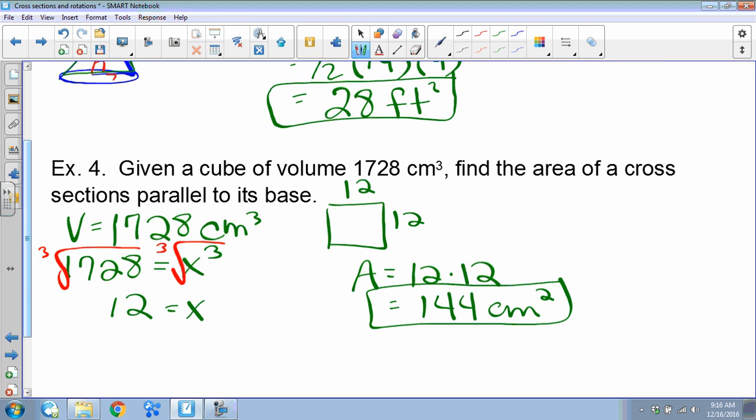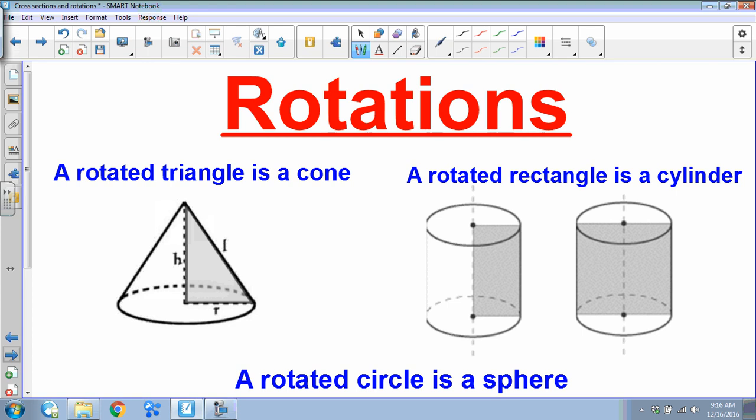Any questions? So everybody good with cross sections? Okay. Next is a rotation. So you take a 2D figure and you rotate it, and it's going to form a 3D shape. If you take a triangle and rotate it, it forms a cone. Now, when you're rotating a cone, you're going to be rotating it around the center. Cones will always be rotated around the center. And so if you spin that triangle, it's going to make a cone. Okay?